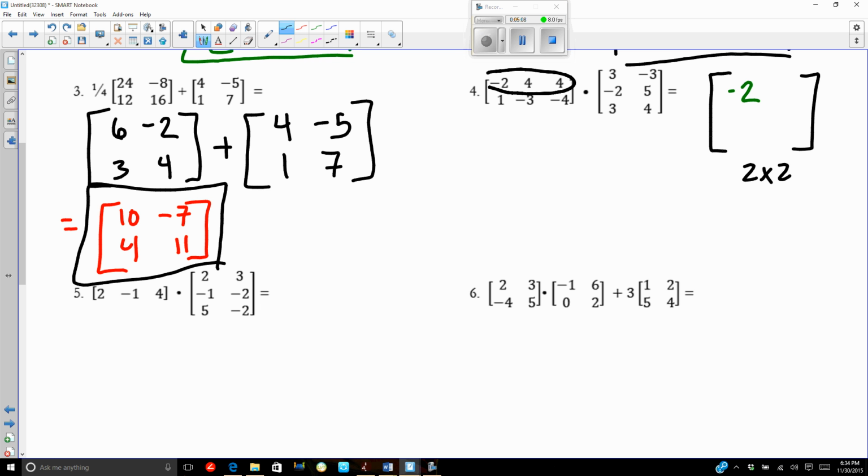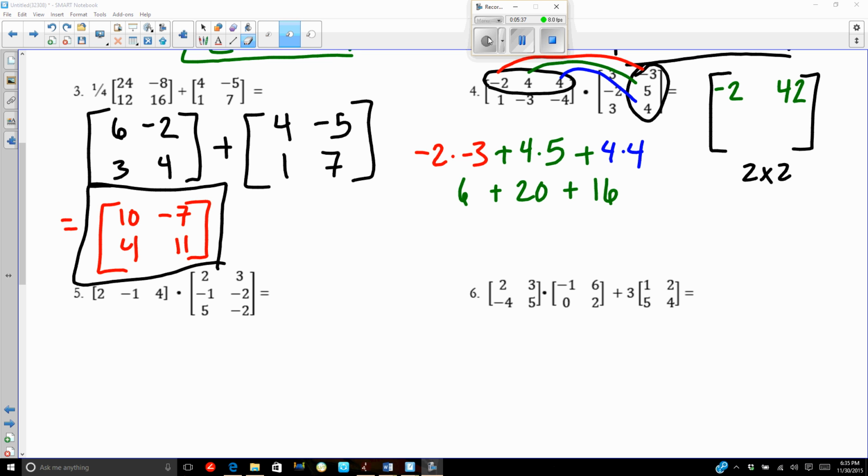So the next thing I'm going to do, I'm going to multiply the top row now by the second column. I go through the same process. I'm going to multiply -2 times -3. Use a different color this time. I'm going to multiply 4 times 5. And I'm going to multiply this other 4 times this bottom 4. I'm going to do that math. Go ahead and check that math, and I'll write the answer here in just a second. So I ended up with 42 in that second spot. All right, I'm going to go ahead and erase.